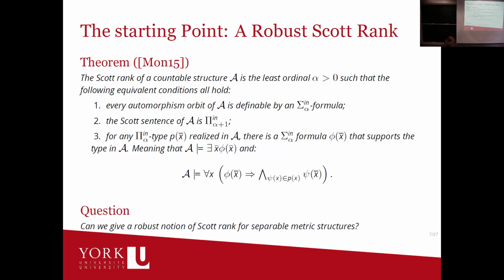And so the question that I sort of did for my thesis a lot is, can I get a robust Scott rank for separable metric structures? Essentially, can you get a statement like this to work? Part of the problem is we first need to talk about quantifier complexity for formulas in continuous logic. There are some questions to ask, but this is the end goal and it's still out of reach.